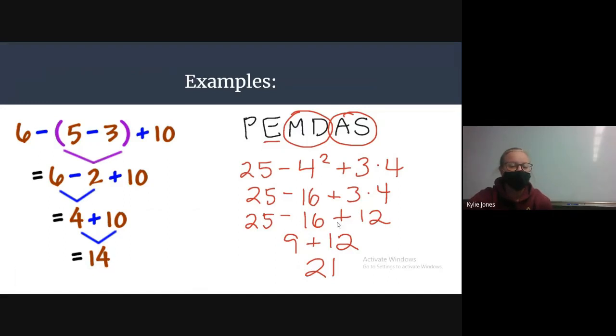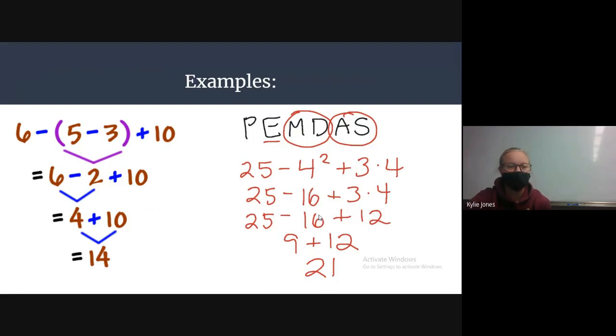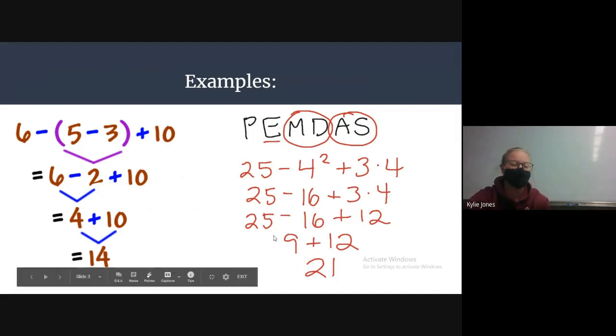Now that we have just addition and subtraction left, you need to go from left to right. You don't do the addition first. You do the subtraction first in this case, because you're only at these two. This is one of those examples of the problems I was talking about. When you're left with just addition and subtraction, you go from left to right. So we do 25 minus 16, which is 9. Then you drop down the adding 12, and then you do the final one. 9 plus 12 is 21.